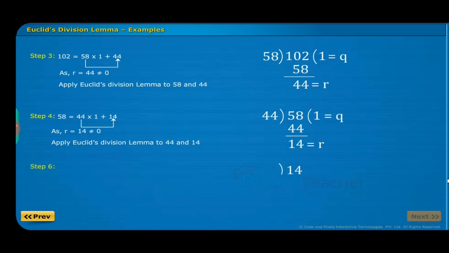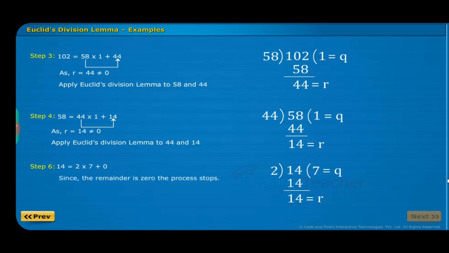Step 6. 14 is equal to 2 into 7 plus 0. Since the remainder is 0, the process stops. The divisor at this stage is 2. Hence, HCF is equal to 2.